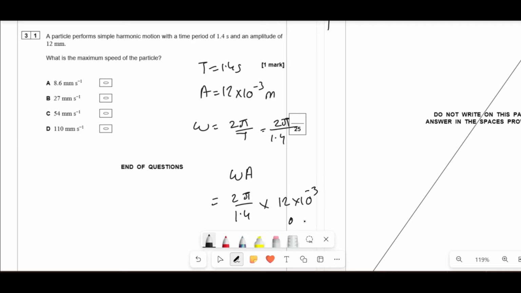And if we get 0.05385, but they want it in millimeters per second, which is roughly 54 millimeters per second. Sorry, the 0.05385 is in meters per second. To go from meters per second to millimeters per second, you get 54.